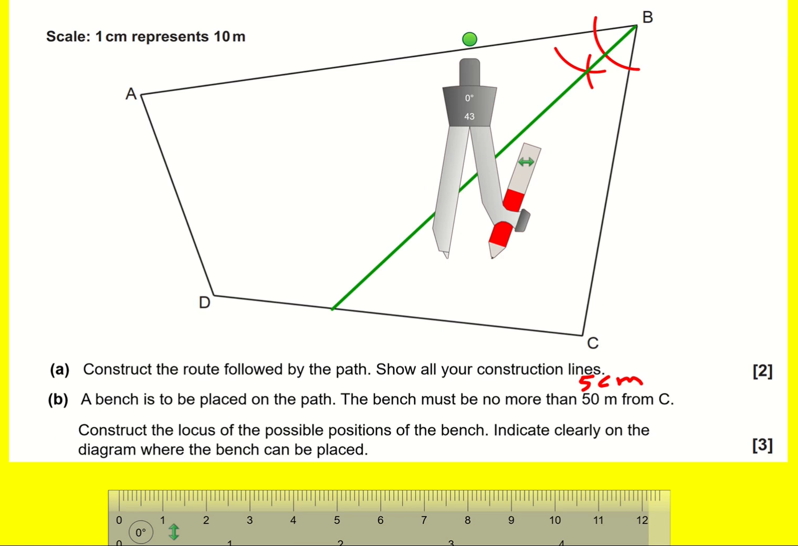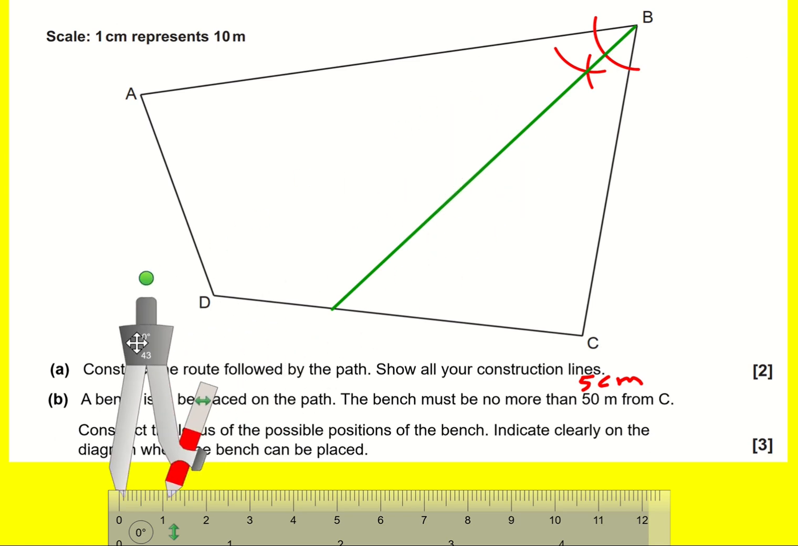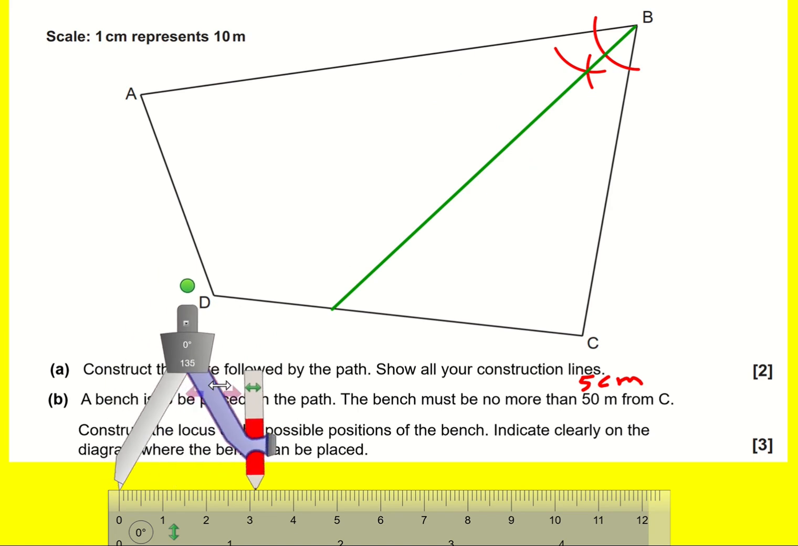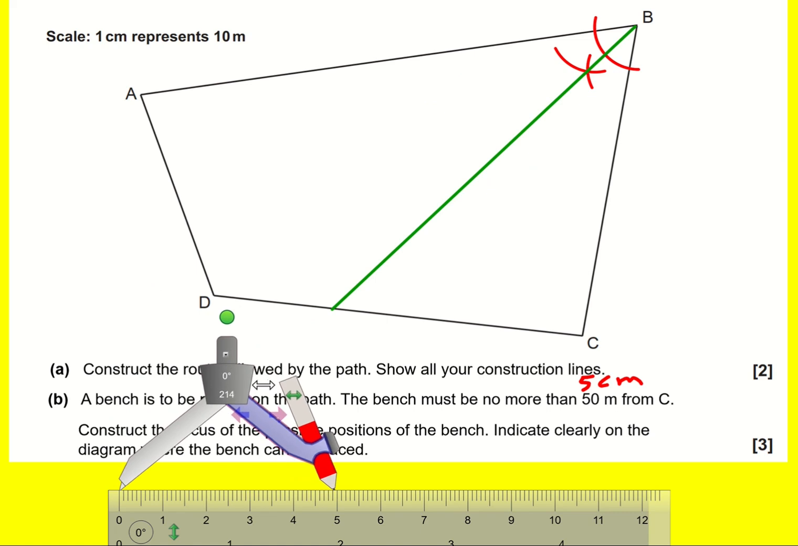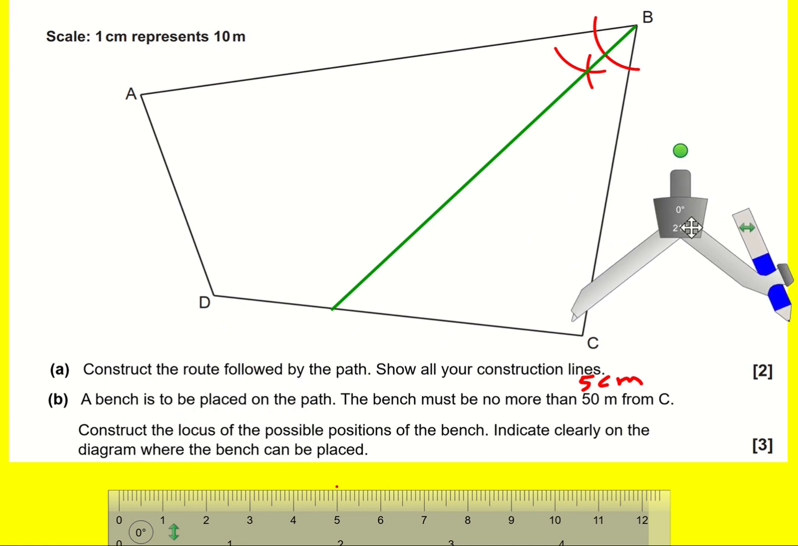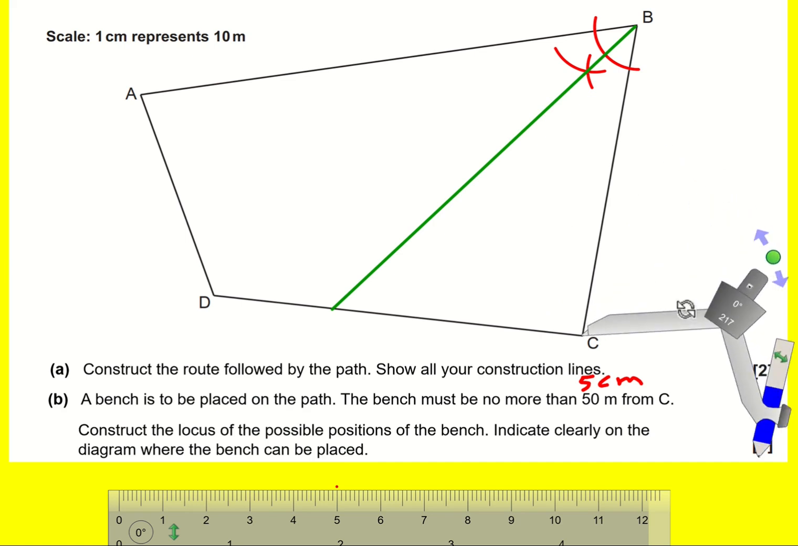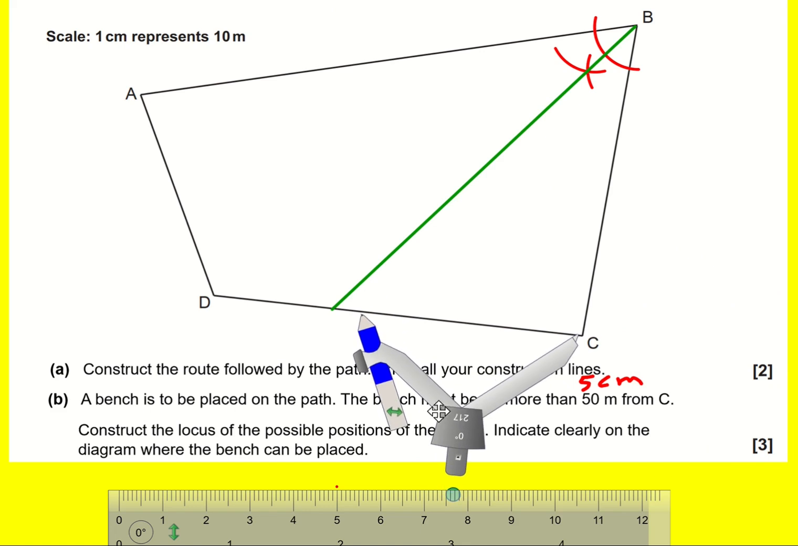Now, to get a locus of points that is exactly 5 centimeters from C, I can draw a circle. So if I get my compass and set it at 5 centimeters, put the point there, then all of these points around here are 5 centimeters away.